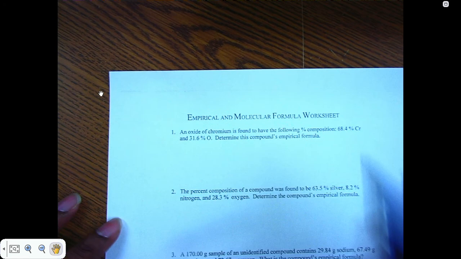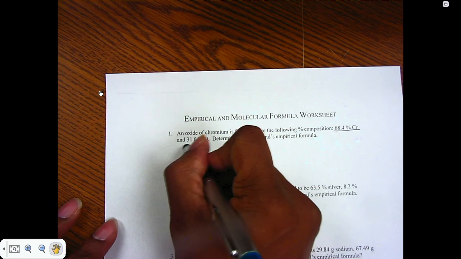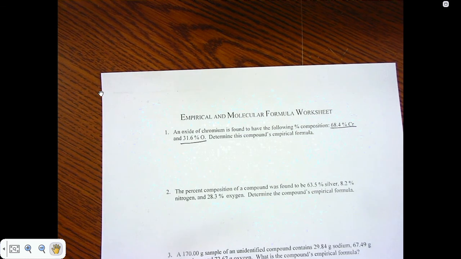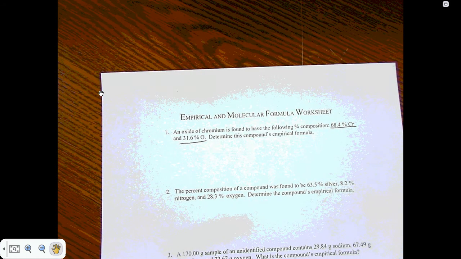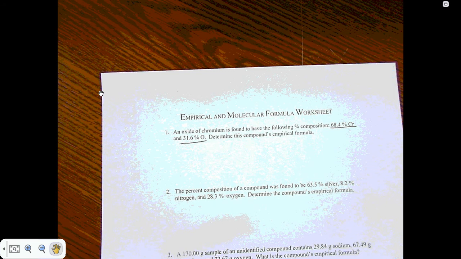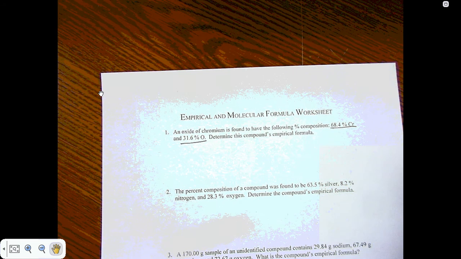We're going to look at our first example here. In this first example, we're going to pay attention to the percentages given. Here we're given a percentage of 68.4% chromium and 31.6% oxygen. In a perfect scenario, these percentages add up collectively to 100%. Knowing that, I can go ahead and assign these as being equal to 100 grams.